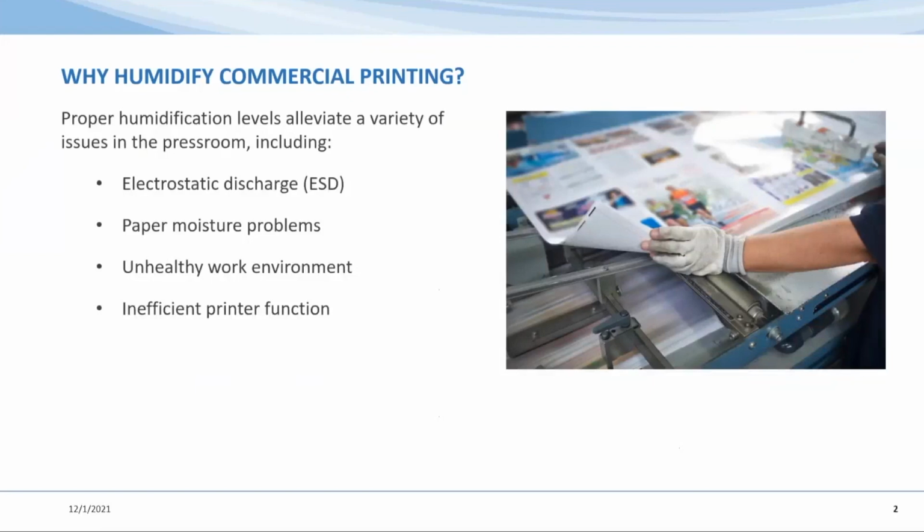But in all processes that require a good control, usually electrostatic discharge and mitigating that risk is one of the top items for most machinery. But also when we're working with hygroscopic materials, such as paper, having too much moisture or not enough moisture can be troublesome, and having good control can help alleviate those problems.